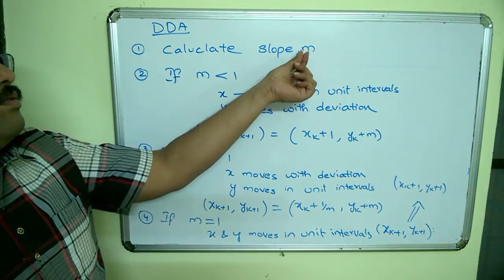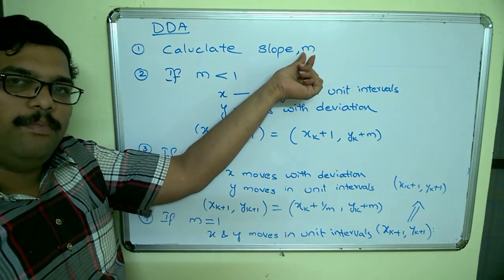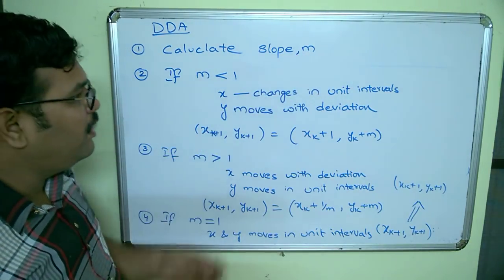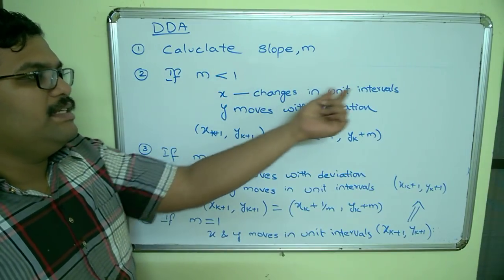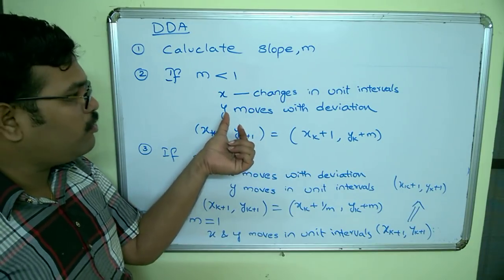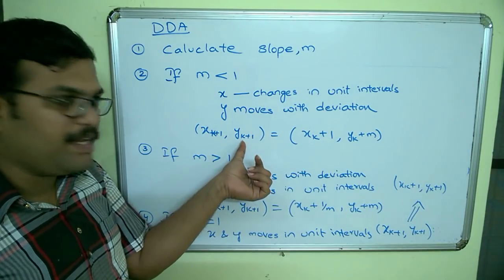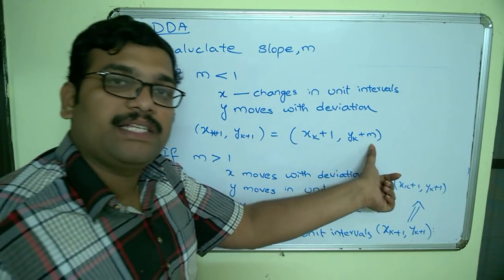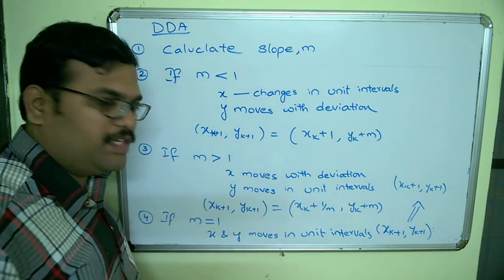So for this we have to first calculate the slope between starting point and ending point. If m is less than 1, x changes in unit intervals. So there will be some deviation on y moves. So we have to calculate the next coordinate of yk plus 1. That is equal to yk plus m, as I have shown in the derivation.